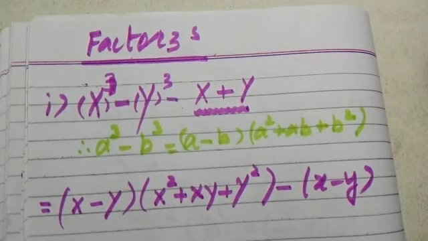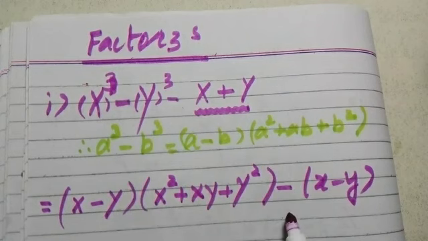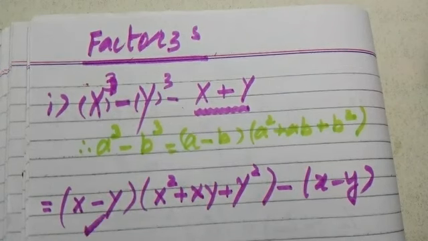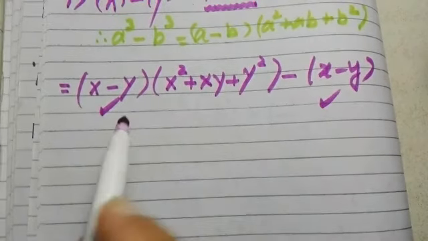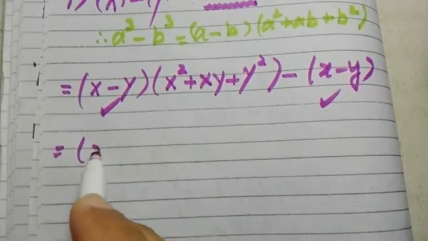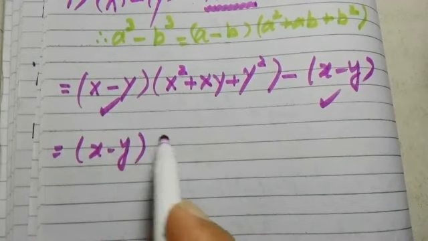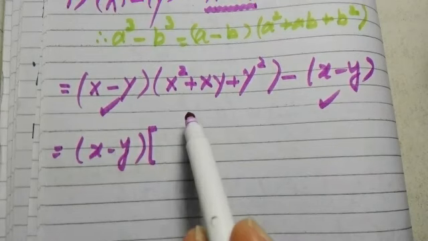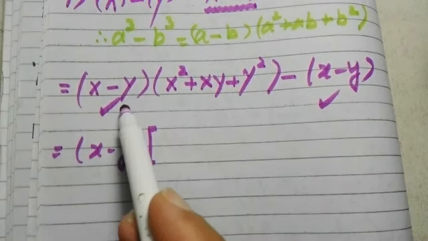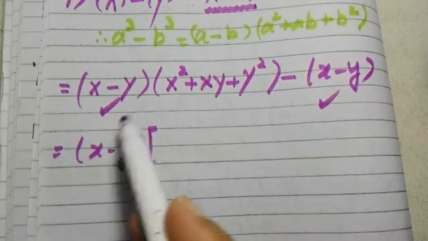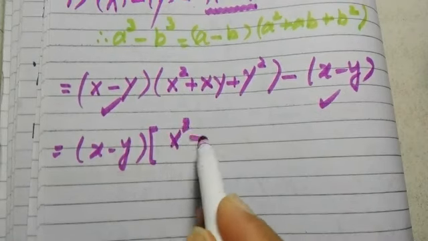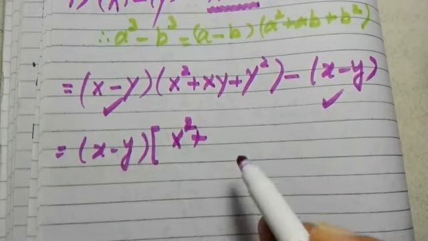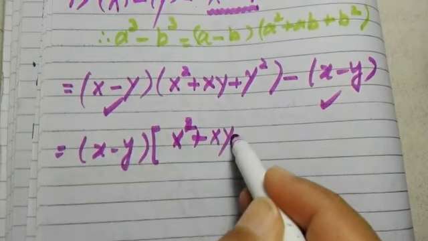I have applied the formula on the first two terms and I have taken negative common from the last two terms. Now you will see that these two terms are common. So according to the rule of factorization, take out x minus y as common factors. Once you take it out, only this term will be left, because x minus y is taken out as common from both of these terms. So this will become the term inside, that is x square plus xy plus y square.